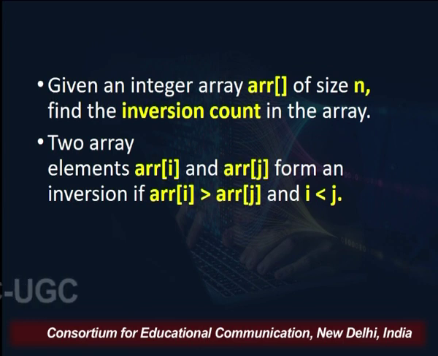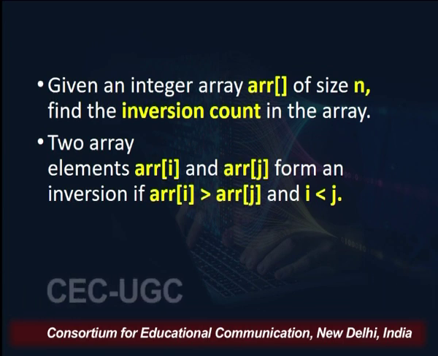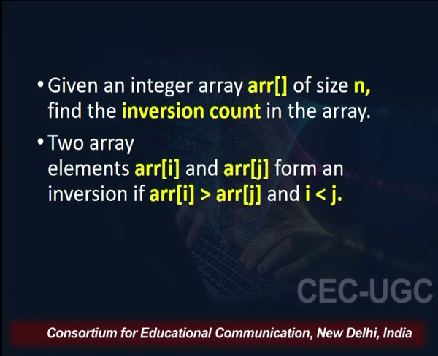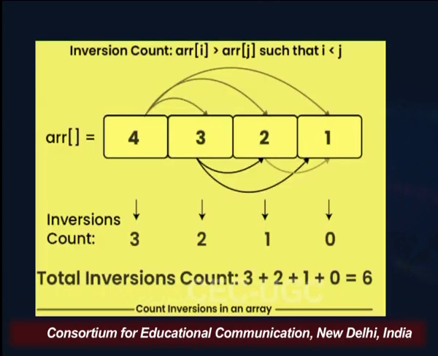So, counting inversions. Let us say we have been given an integer array of size n, and we need to find the inversion count in the array. Two array elements, ARR of i and ARR of j, form an inversion if ARR of i is greater than ARR of j and i is less than j. And here is an example of a small array which we have seen.